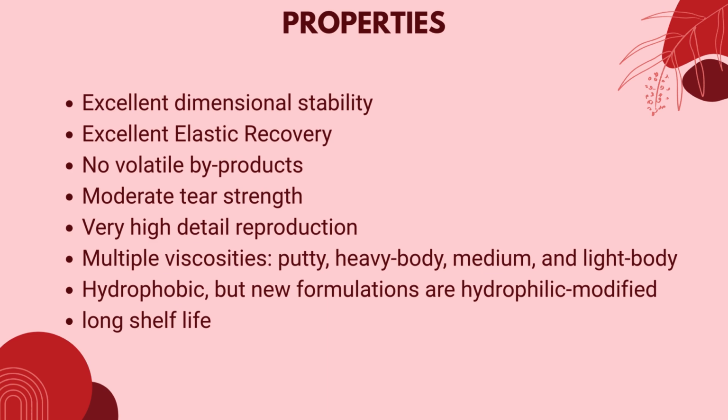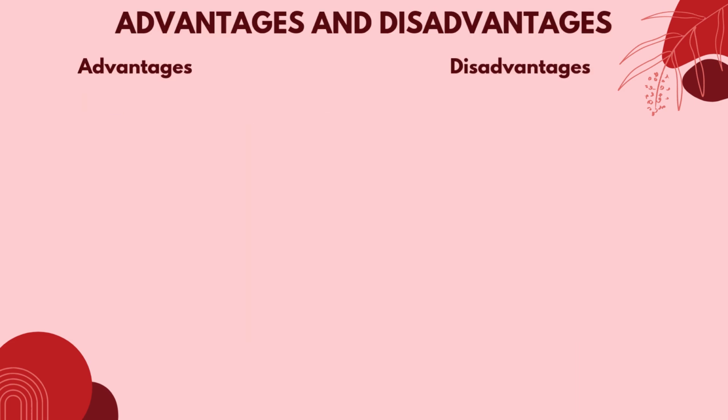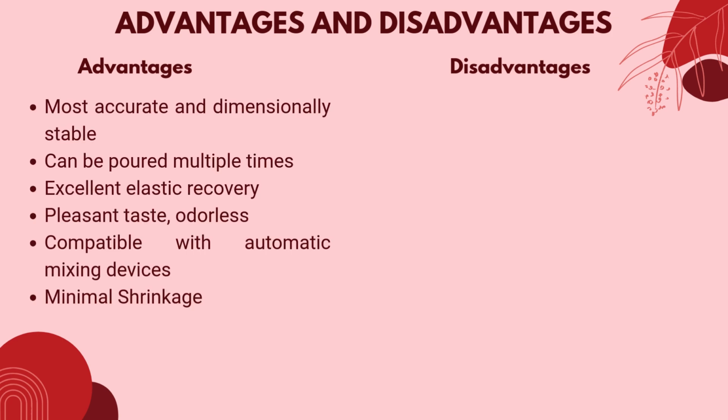It is hydrophobic in nature, but new formulations are hydrophilic modified. It has multiple viscosities, from putty to light body. It shows excellent dimensional stability and elastic recovery. It has moderate tear strength and gives very high reproductive detail. The following are the advantages of addition silicone. It is the most accurate and dimensionally stable material, and can be poured multiple times. It is odorless and has a pleasant taste, and is compatible with automatic mixing devices. It shows minimal shrinkage and has excellent elastic recovery.